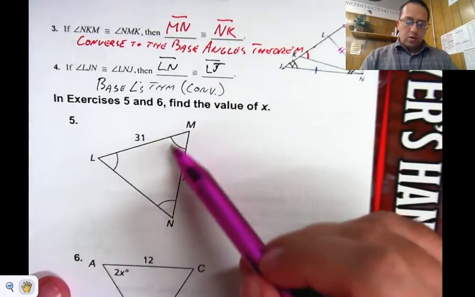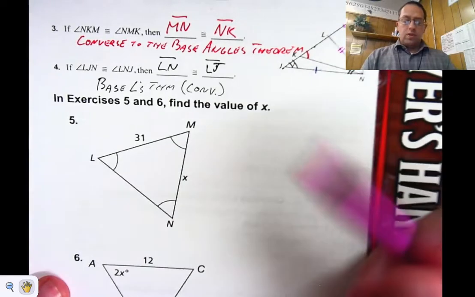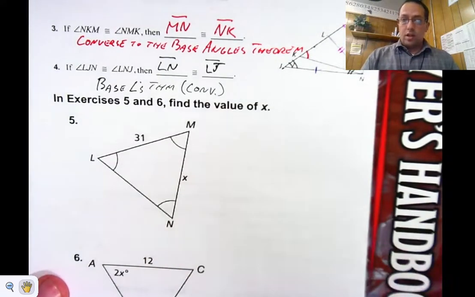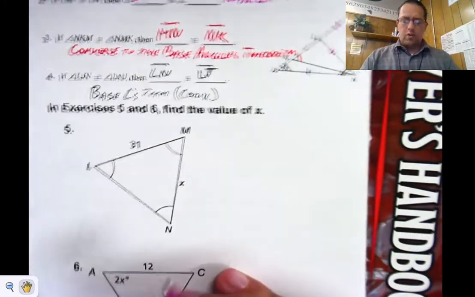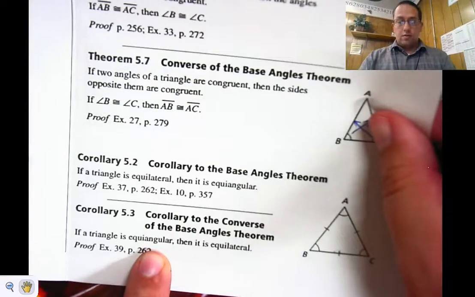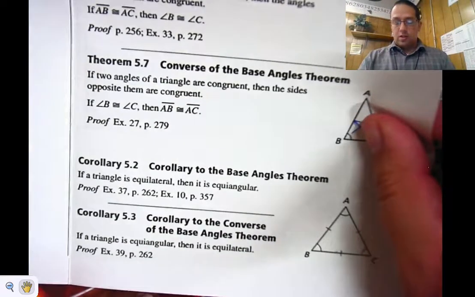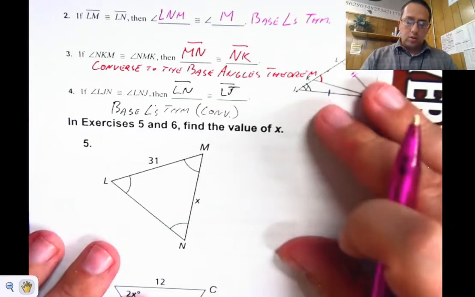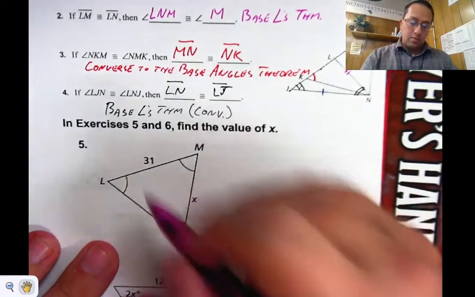And in fact, since all three of these angles are congruent, we know that this is actually an equilateral triangle. That was the corollary to the converse, right down there. If it's equiangular, then it's equilateral. So this is equiangular, so it's going to be equilateral.